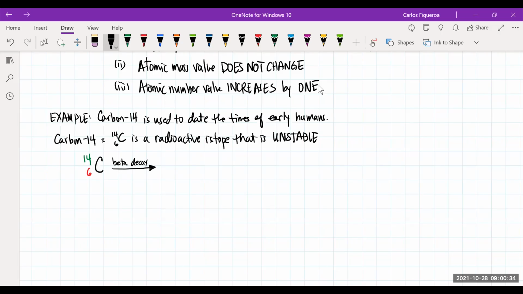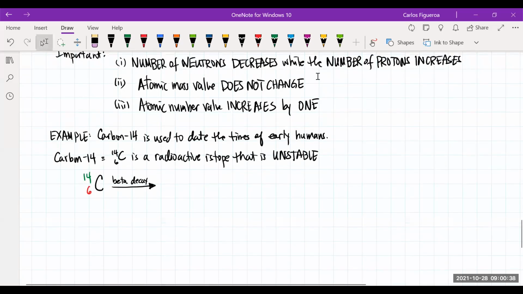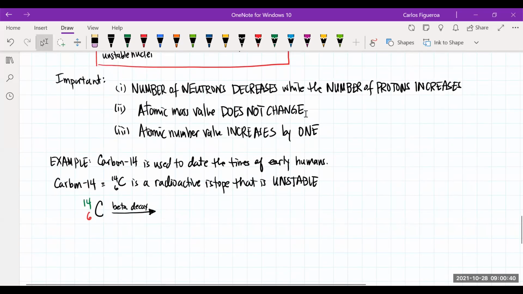And as it goes beta, what happens? The atomic mass, look what happens. The atomic mass does not change. So if the atomic mass does not change, it stays at 14. And then it says the atomic value increases by 1. So if I look at this, then the atomic number has to increase by 1 like this. So now I have a different atom. And then at the same time, it emits beta, and then it emits energy.